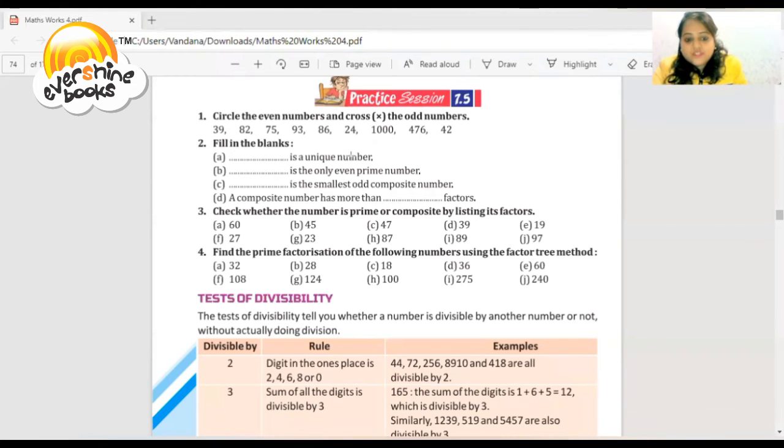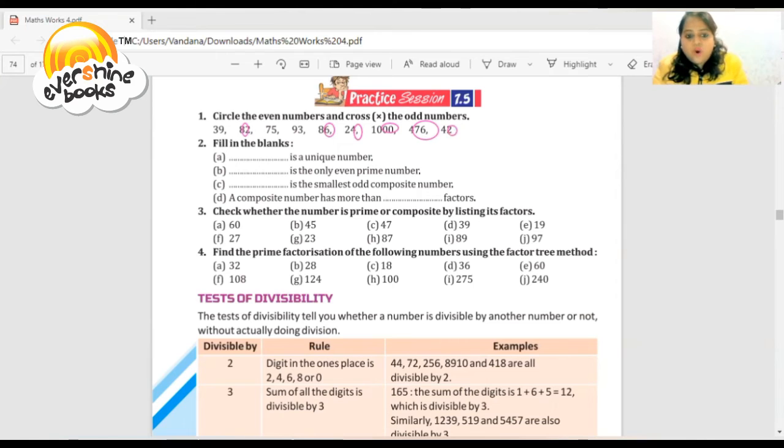Now students, it's your exercise 7.5. You have to circle the even numbers and cross the odd numbers. So just circle the even numbers first. 82 is your even number, as I told you earlier. And this is your number 86. So you have to circle that number. Now 24 and 1000, these are your even numbers. 476 also, and 42 also.